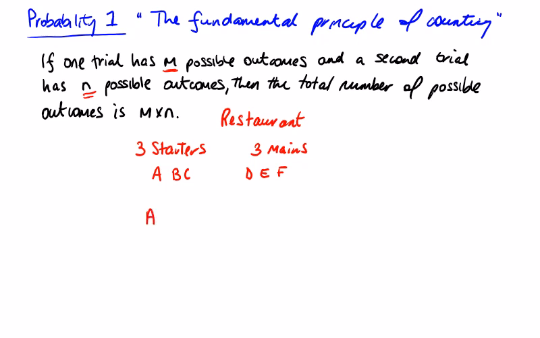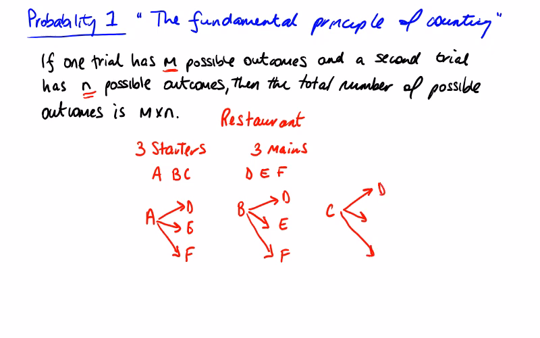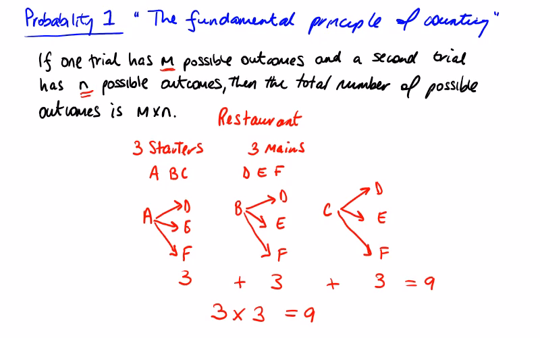Well, if we think about it like this, A, you can have with D, E, or F. B, you can also have with D, E, or F. And C, if you choose C, you can also have that with D, E, or F. So you can see here, 3, 3, 3. There are 9 meals, which is your m by n. Your 3 starters by your 3 mains is equal to 9. So take this down in your copy before we move on.